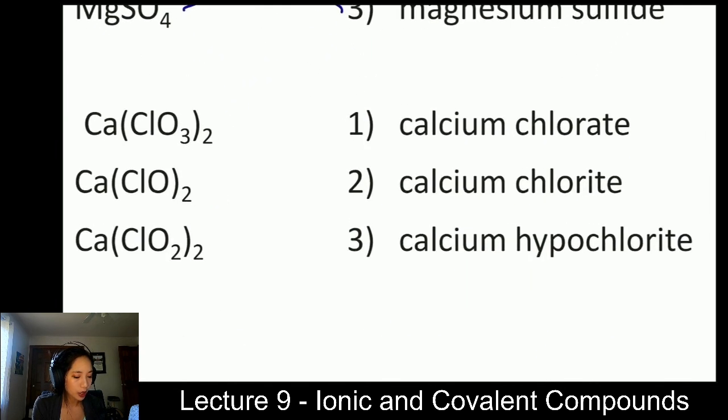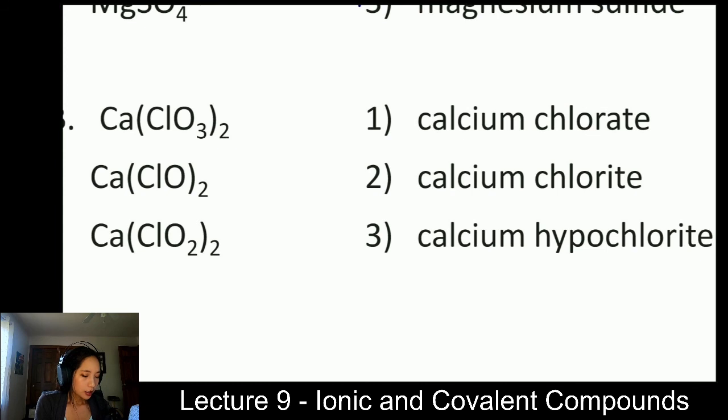All right, we can do the same thing with chlorine. So this one's a little bit trickier. We have calcium in all of them, so we don't have to worry about calcium. We're just looking at this ending here. We have ClO3, 2 of them, ClO, 2 of them, ClO2, 2 of them. So I'm only looking at what's inside the parentheses because that's going to tell me the proper anion name to stick on the end of it.